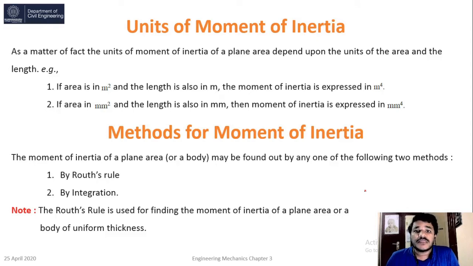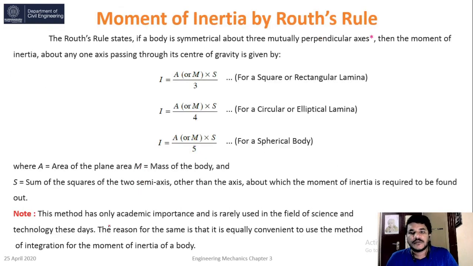And what are the methods available to find the moment of inertia? Okay, so we have totally 2 methods. Number 1 is the Routh's rule, and another one is the integration method. The Routh's rule is used for finding the moment of inertia of the plane area or a body of uniform thickness. So basically this Routh's rule is used for plane surfaces, that is laminas, of a uniform thickness, right?